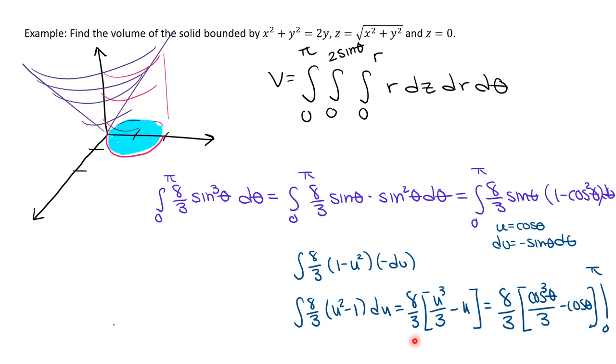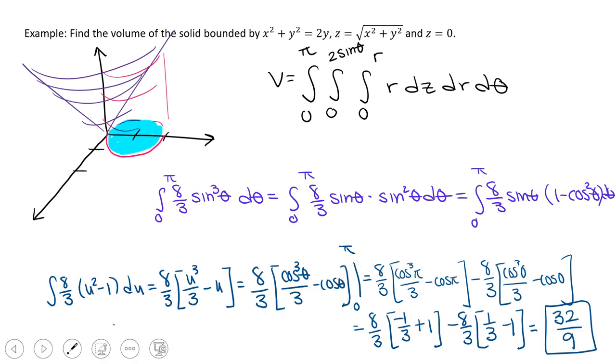So integrate 8/3 u to the third over 3 minus u. U is cosine. So 8/3 cosine to the third over 3 minus cosine theta. And then finally, we're going to plug in those bounds of integration. So I'm going to plug in pi for theta, and then I'll plug in 0, and I'll subtract them.